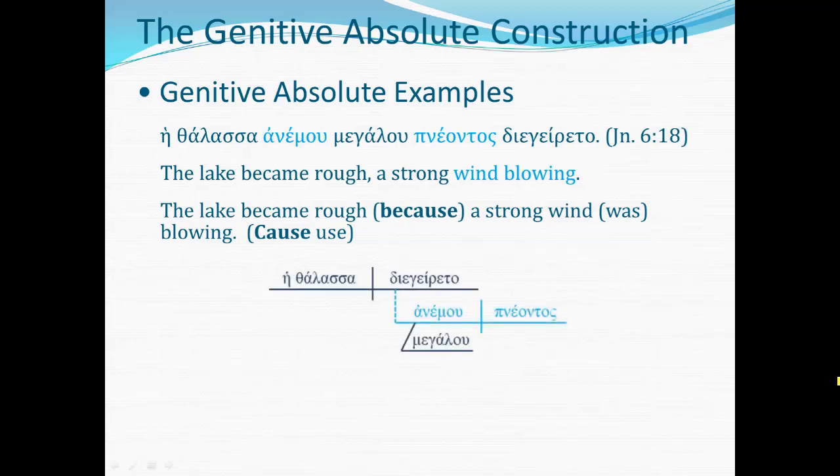Okay, here's the sentence diagram form for that. Again, the word anemu, wind, has no genitive case function in the governing clause. You would not translate it with the word of: the lake of the wind became rough, of the wind. No. Wind is just the subject of the genitive absolute participle.